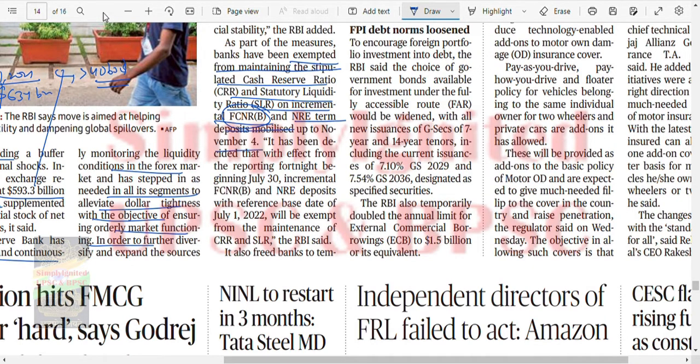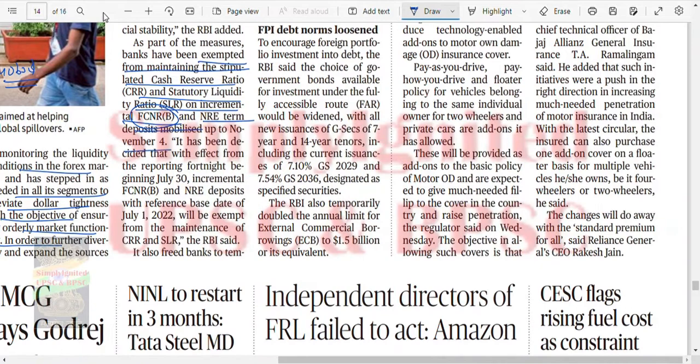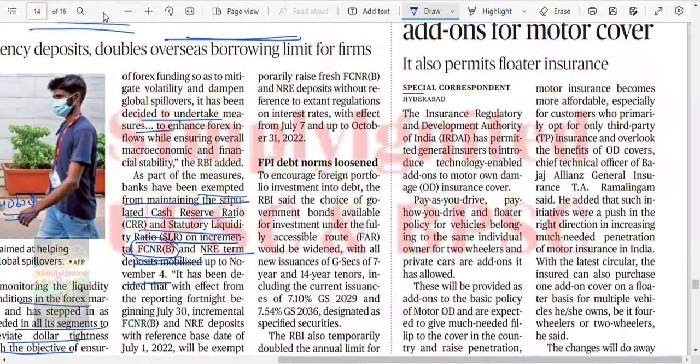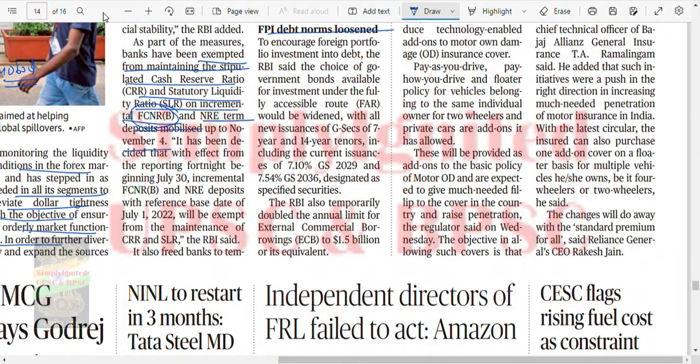It has been decided that, with effect from the reporting fortnight, incremental FCNR(B) and NRE deposits will be exempt from maintenance of CRR and SLR. It also freed banks to temporarily raise fresh deposits without reference to extant regulations. FPI debt is meant to encourage portfolio investment into debt. The RBI has said the choice of government bonds available for investment under the fully accessible route would be widened, with all new issuances of G-Secs of 7-year, 10-year and 14-year tenors, including the current issuance of the 7.10% government security 2029.